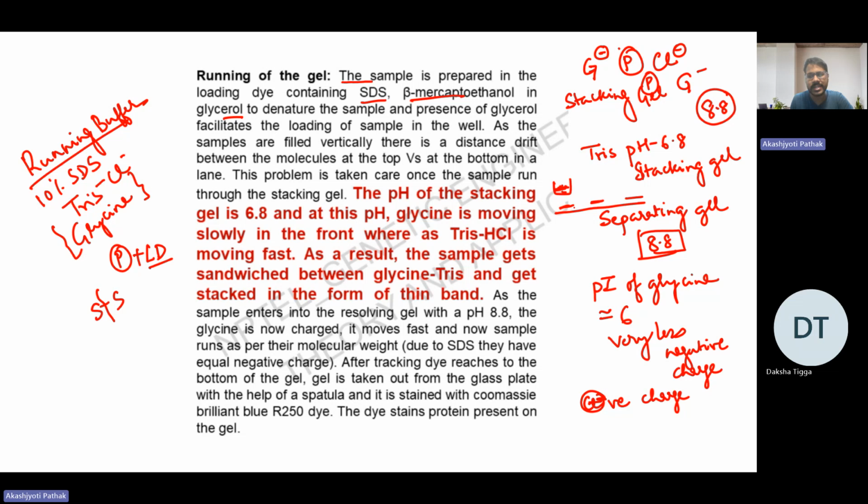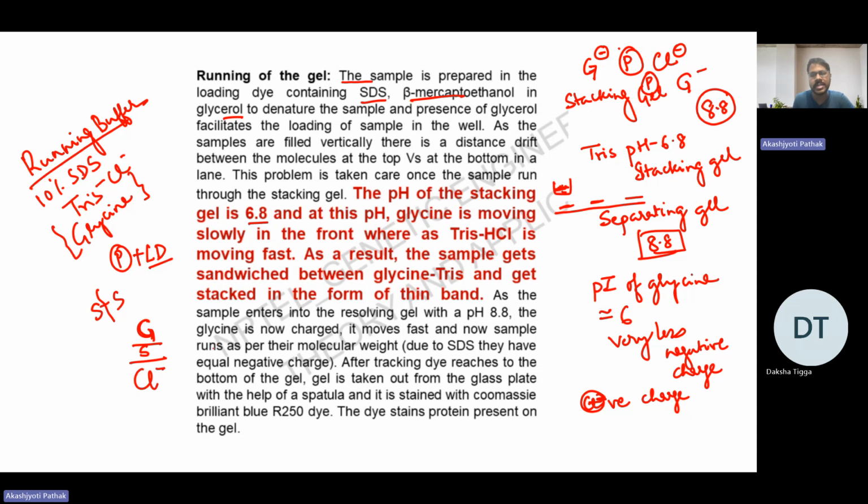And how does the stacking gel help all the protein molecules come to the same position? Basically by this principle. The pH of the stacking gel is 6.8. At 6.8, your glycine is moving slowly in the front, whereas the Tris HCl is moving fast. That is what I was explaining. When you are doing vertical electrophoresis, your chloride molecules will run much faster compared to your glycine molecules in the stacking gel. As a result, your protein sample will get sandwiched between the glycine molecule and the chloride molecule, and it will get stacked in the form of a thin band. So in your stacking gel, your sample will get stacked in the form of a thin band.